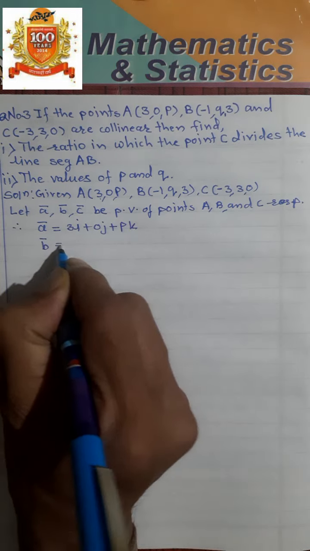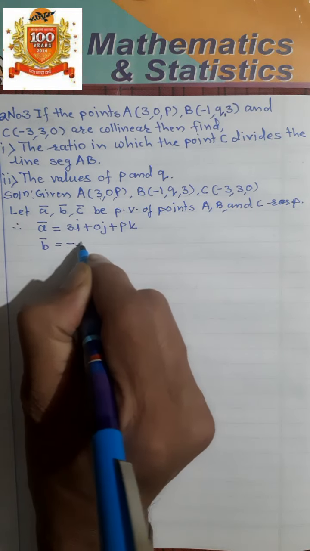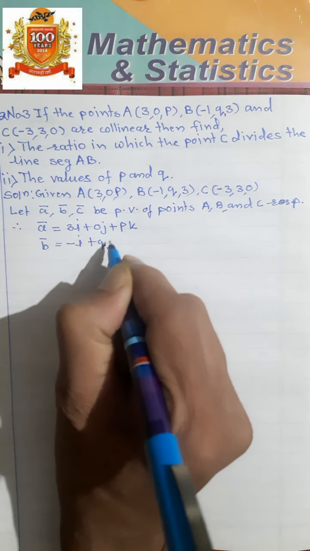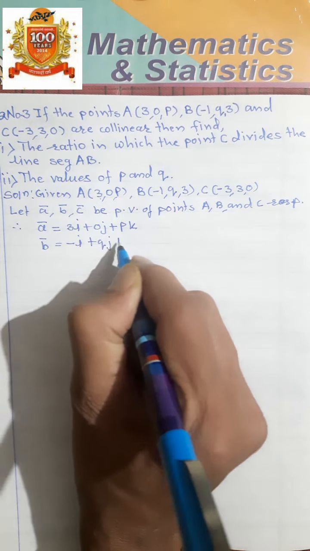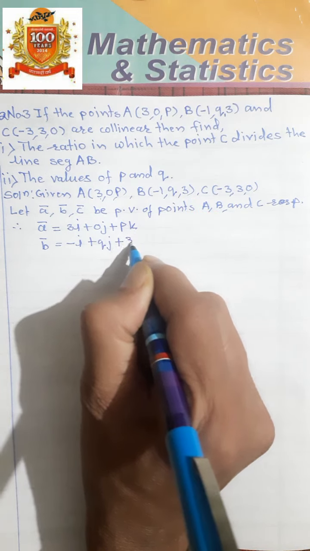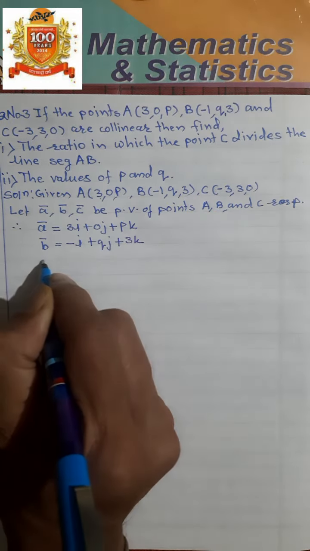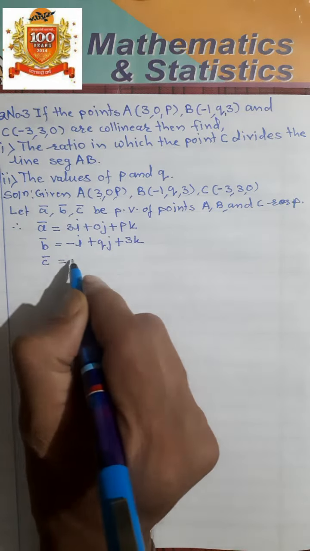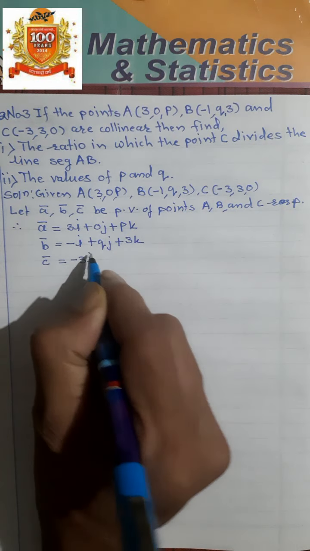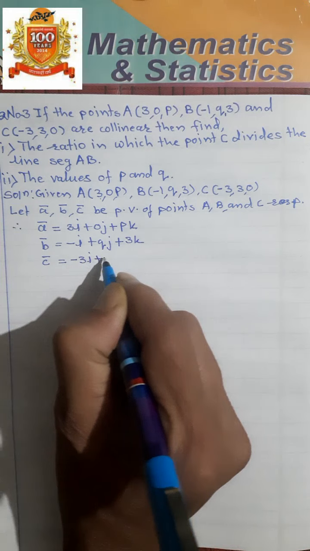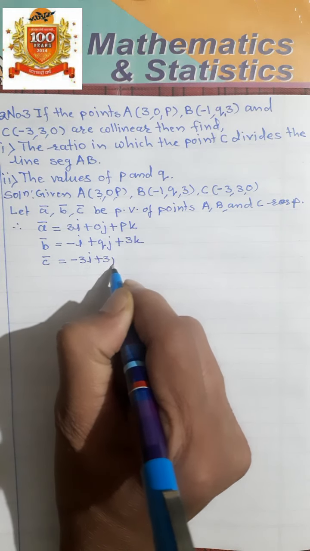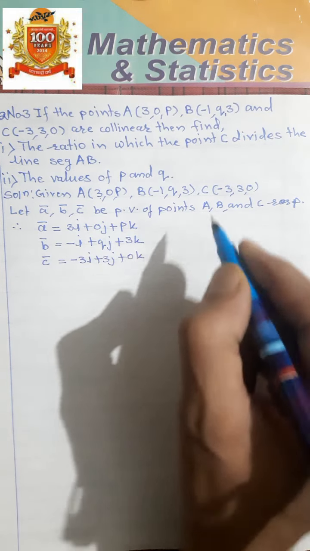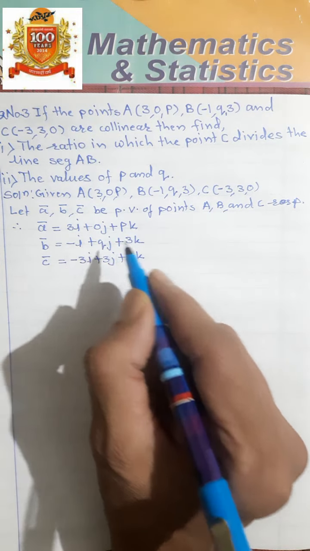b bar is equal to minus i plus qj plus 3k, and c bar is equal to minus 3i plus 3j plus 0k.